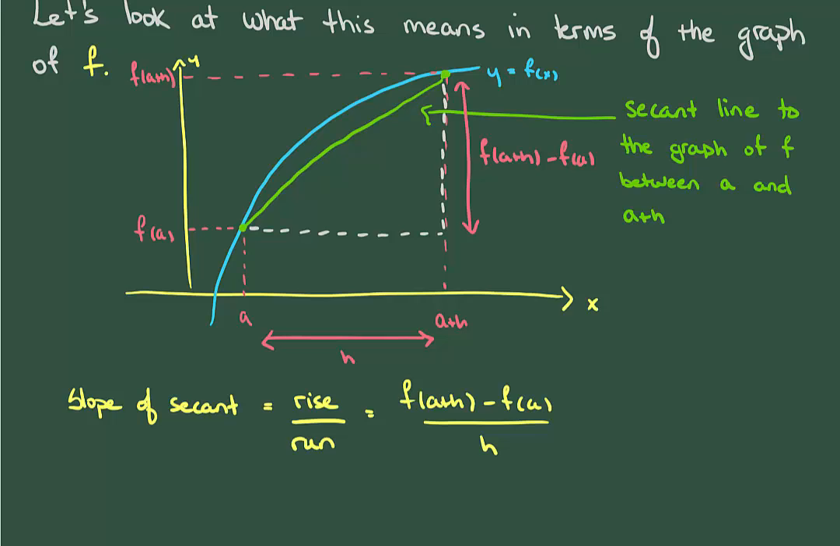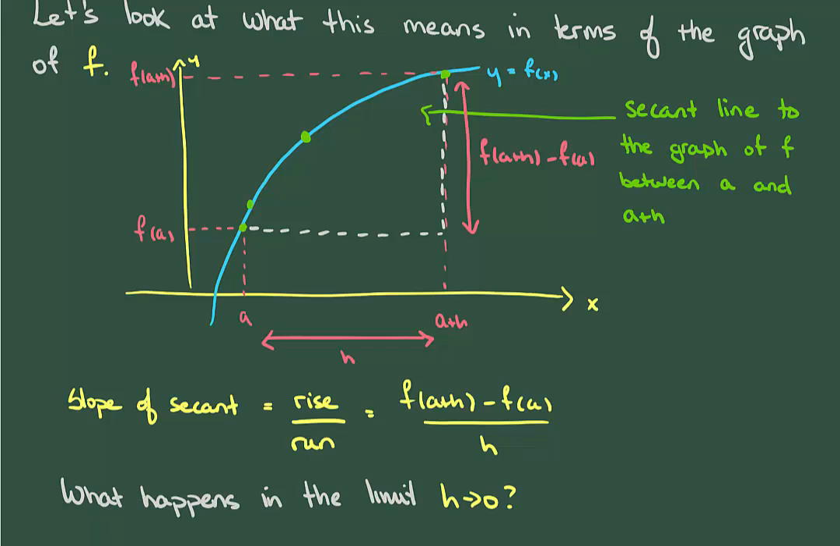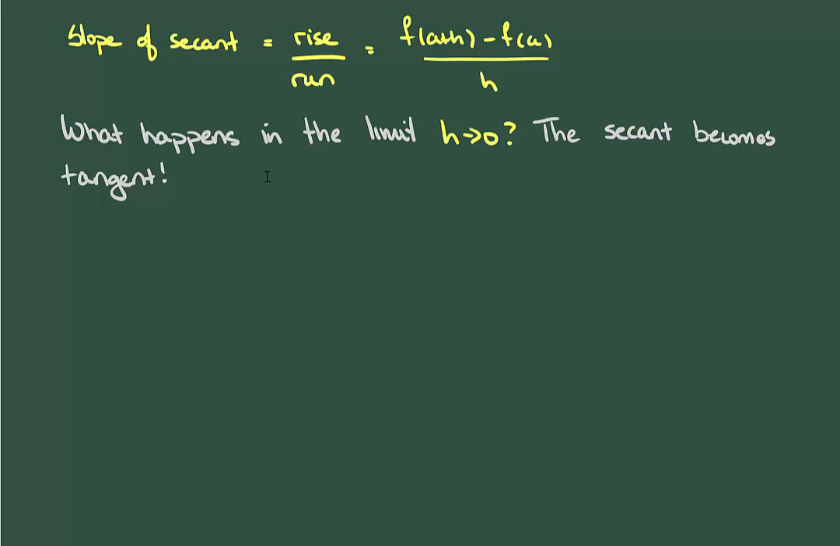Okay, great, but that's not the definition of the derivative. So what happens in the limit as h approaches 0? I'll try to show you in the graph above. Let's make h a little bit closer to a and draw the secants. Here's one, and here's another. What we're seeing is that the secant lines are approximating the tangent line, so the secants are becoming tangent in the limit as h goes to 0.